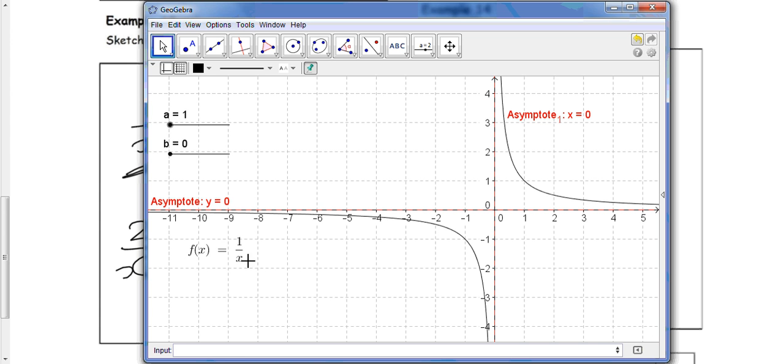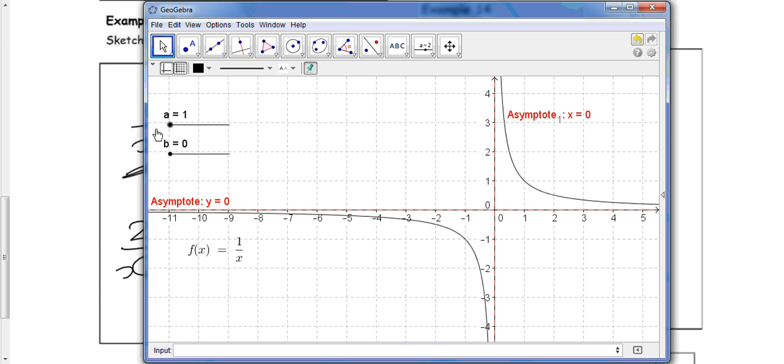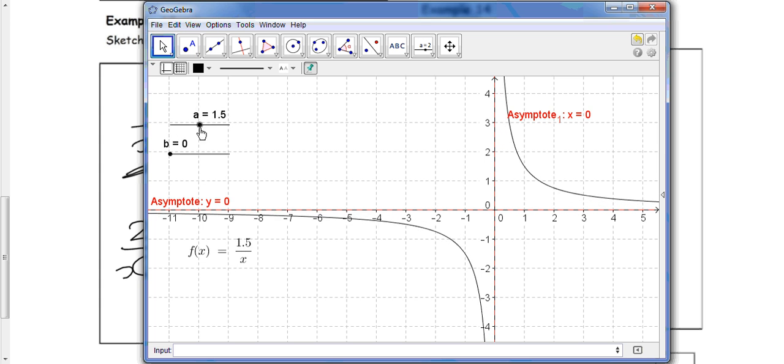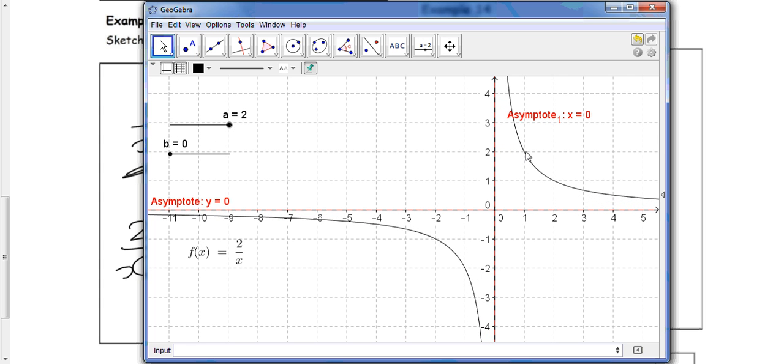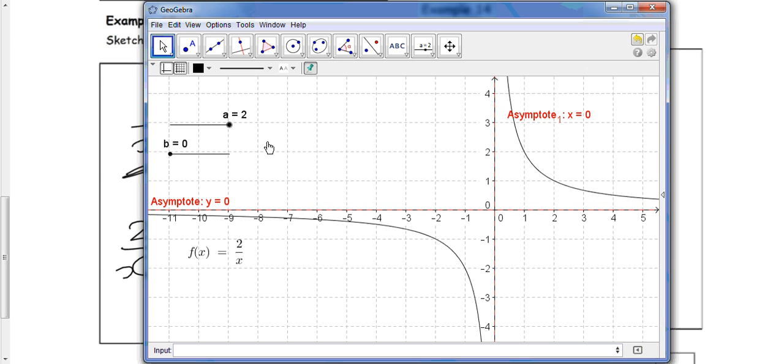As I increase my value of a, this number here will also increase, and we observe a stretch away from the x-axis. Keep your eye on a couple of points. This one here, y is 1. When we stretch, it will end up where y is 2. Let's look at another one. So here, y is minus a half. When we stretch it, it ends up at minus 1. So the x values are staying the same there, but the y values are doubling. And then we have the graph of 2 over x.